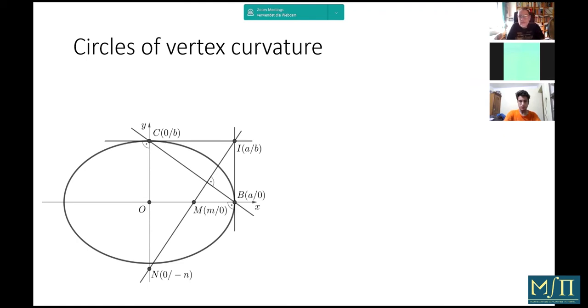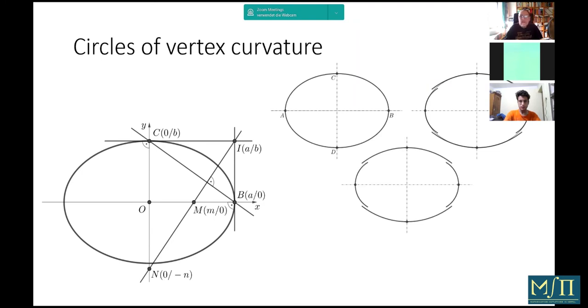These two tangents intersect in the point I. It was supposed to be a Roman numeral 1 when I wrote it, but we can consider it to be I. And if we now join the two points B and C and then construct the line perpendicular to the line joining B and C that passes through this point I, then it intersects the axes of the ellipse in points M and N. And these points M and N are the midpoints of circles that very closely approximate the ellipse itself.